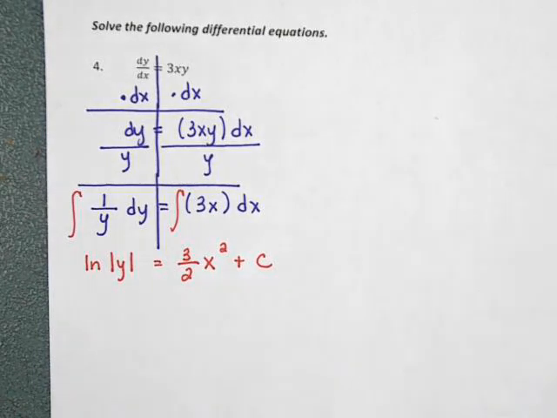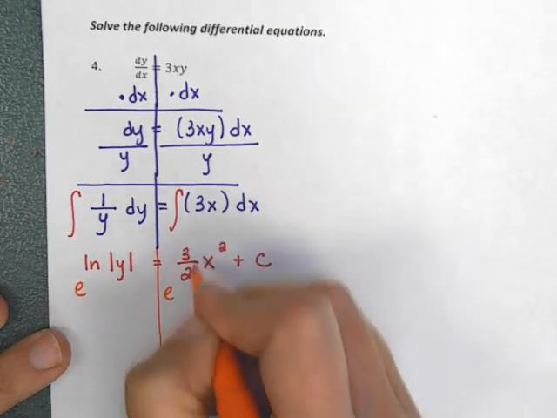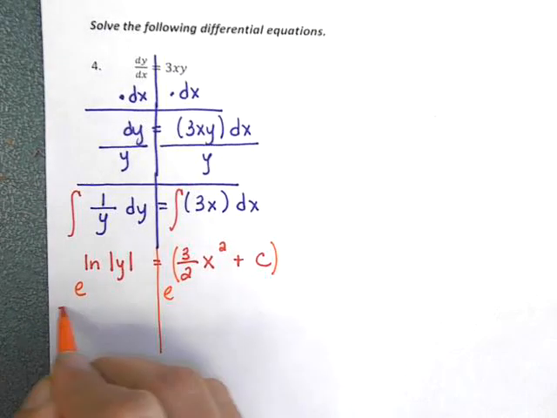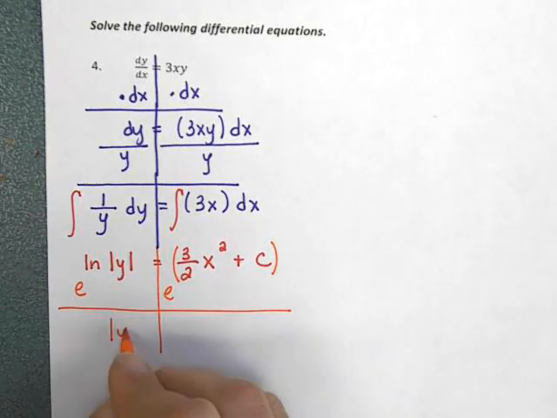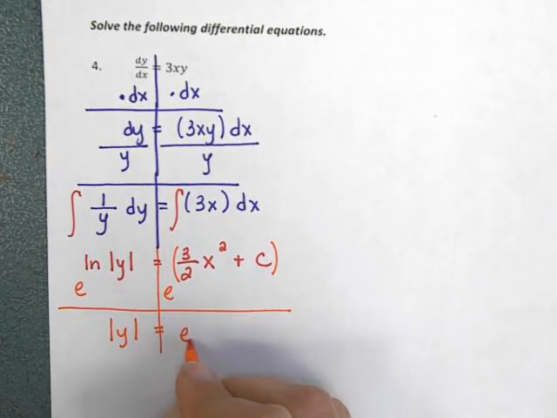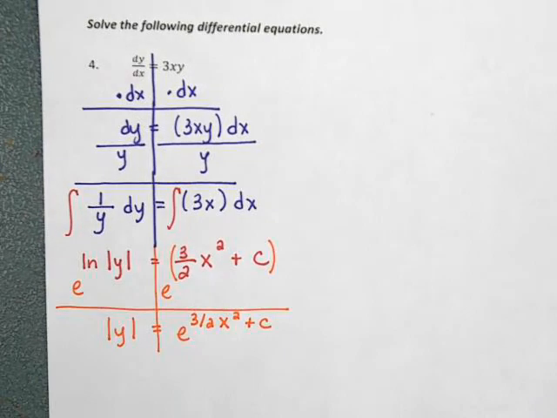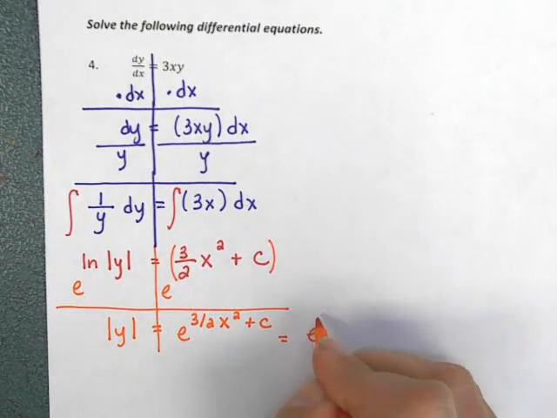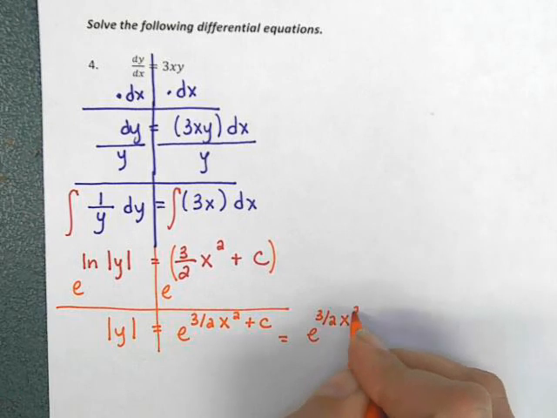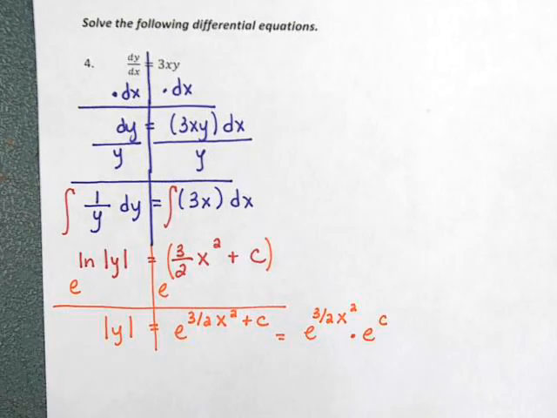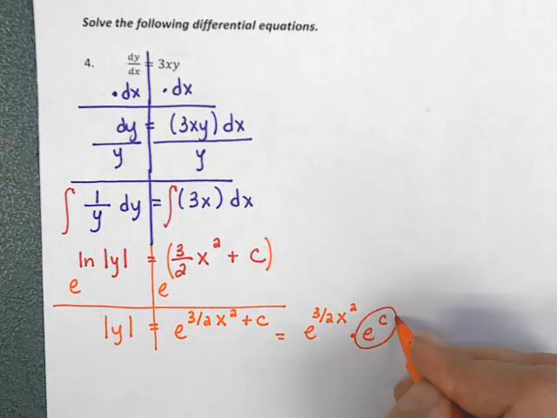You always want to write your final answer as y equals something. In order to make an ln go away, we use e because ln and e are inverse functions. So we have the absolute value of y equals e to the 3 over 2 x squared plus c. Now, one of the things we've discussed is that when you have a plus sign in the exponent, that actually originated as a multiplication problem because of our exponent rules. And e to the c is just a constant.